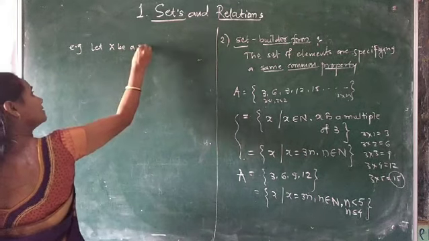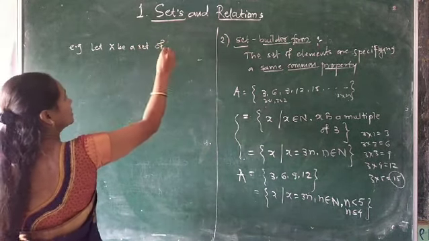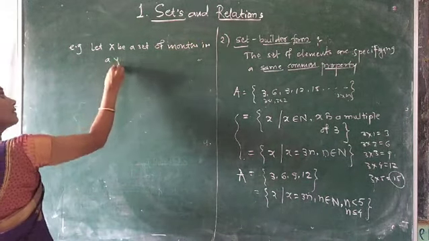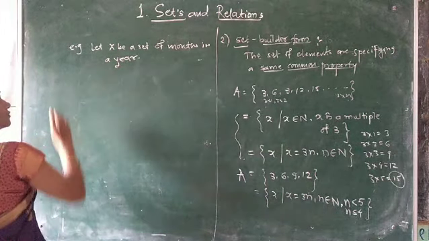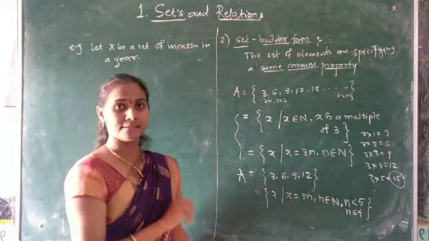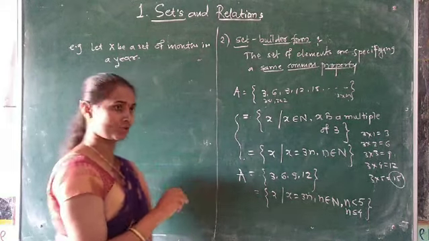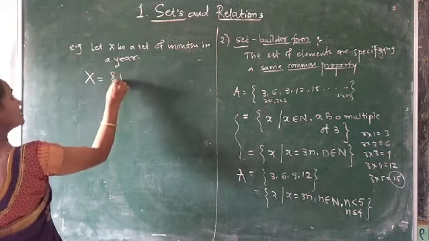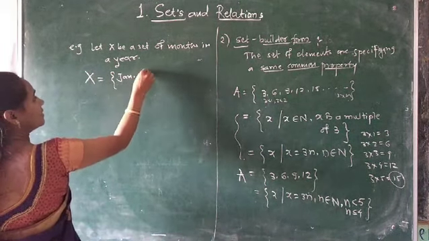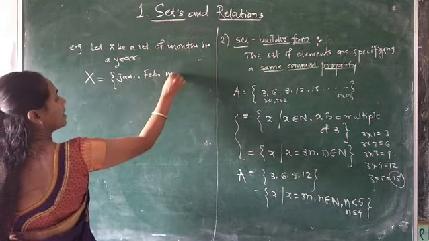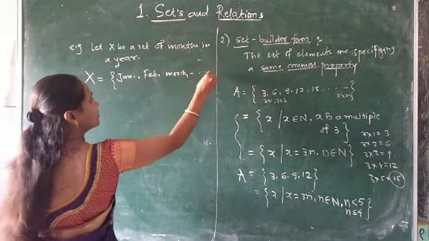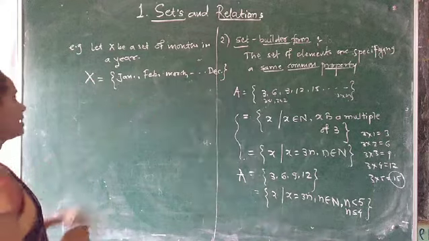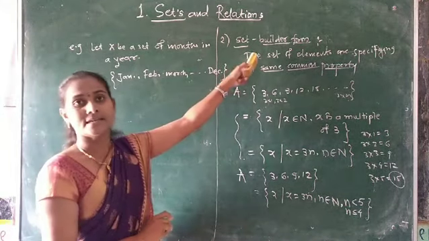X be a set of months in a year. This is a set. So while we write this set in set builder form, first we have to write this set in the roster form. So what is x? X is a set of months in a year. That means x is equal to January, February, March and so on up to December. This is a set in a roster form and we have to write this set in a set builder form.